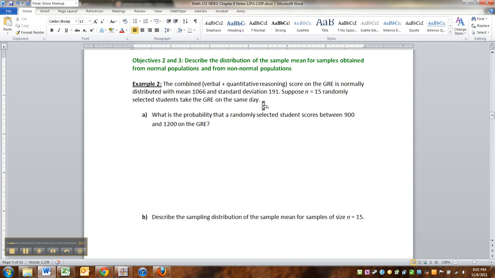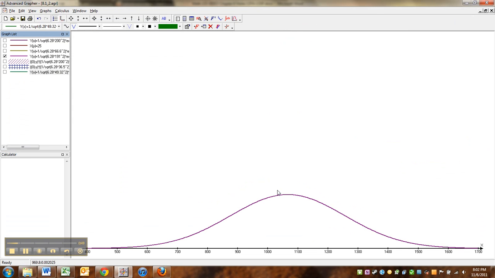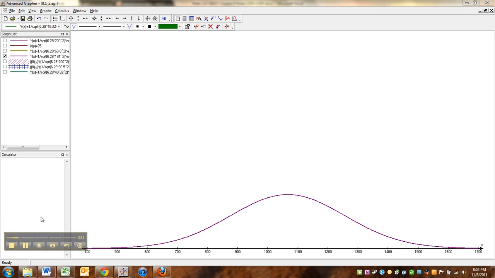Anyway, suppose n equals 15 randomly selected students take the GRE on the same day. What is the probability that a randomly selected student scores between 900 and 1100? Well, because it's talking about a randomly selected student, that's really talking about one student, correct? Correct. All right, so if you're looking at one student, this is the distribution right here. I know it's a little bit low on the graph, but bear with me, there's a reason.